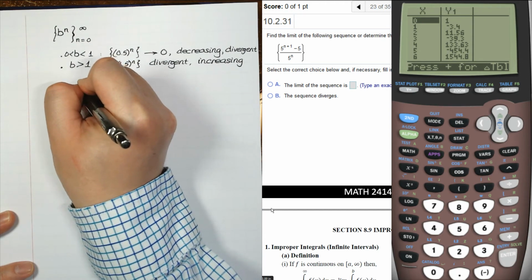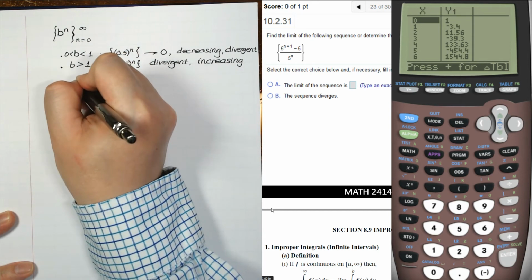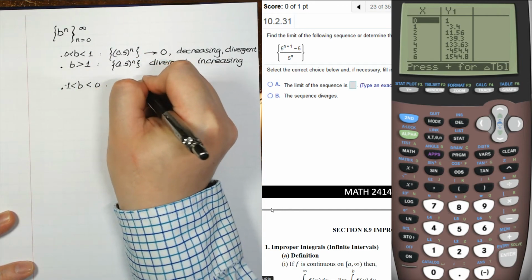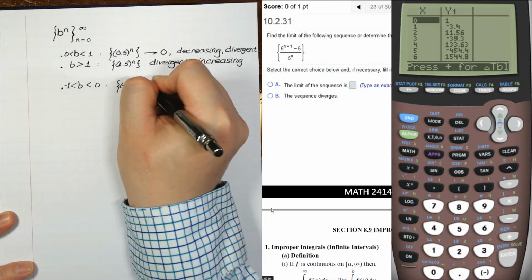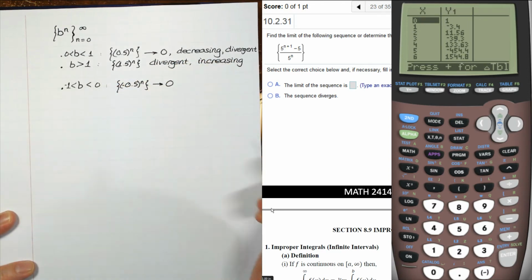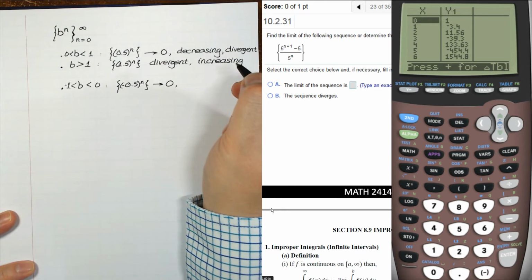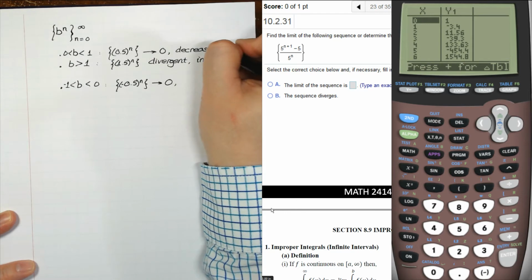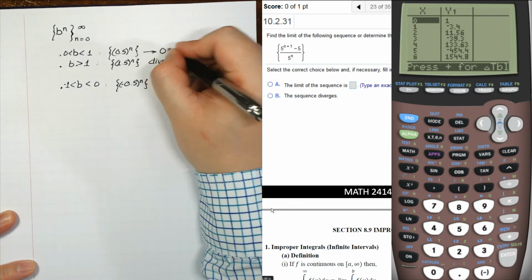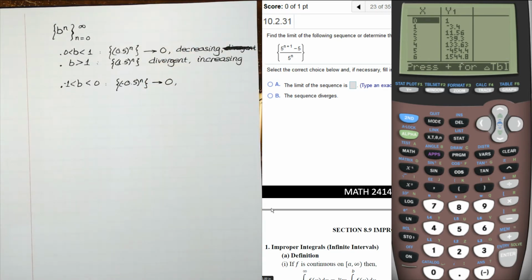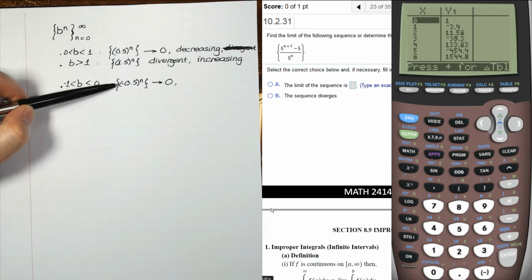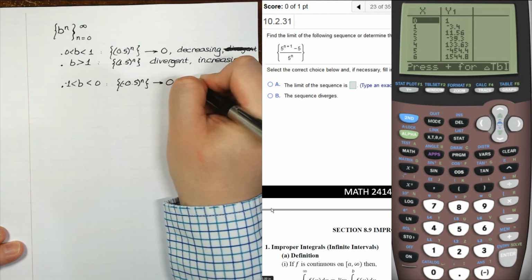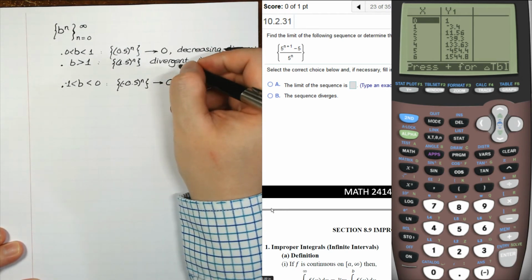Now if b is less than 0 but still bigger than negative 1, think about like negative 0.5. This one still goes to 0. If it goes to 0, that is convergent, not divergent. All right, just think about the numbers. This one will go to 0, and this is oscillation.